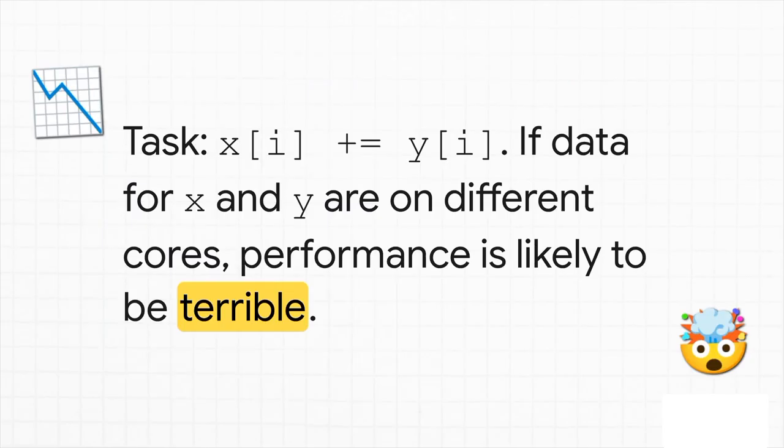Let's make this super concrete. Take a look at this ridiculously simple line of code. You'd see something like this everywhere in scientific computing or data analysis. All it's doing is adding 2 numbers from 2 lists. But here's the catch. If the data for X is on core 0 and the data for Y is on core 1, then for every single one of those additions, the processor has to make one of those painfully slow remote memory calls. Your performance doesn't just dip, it completely falls off a cliff.